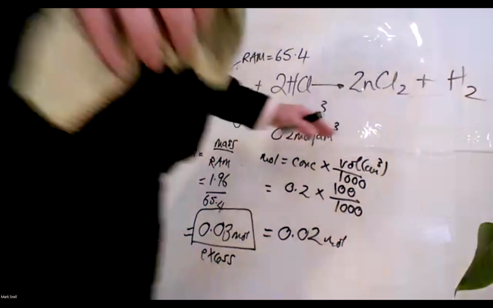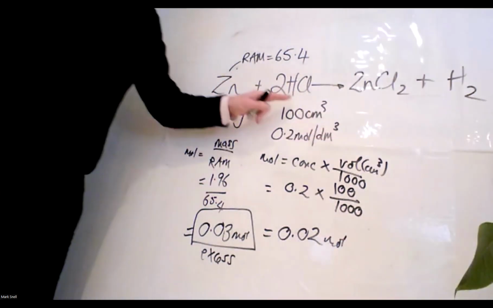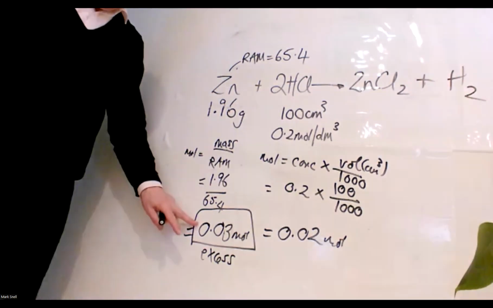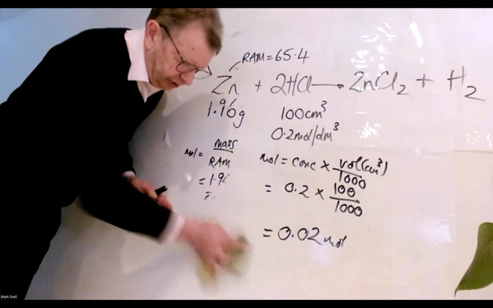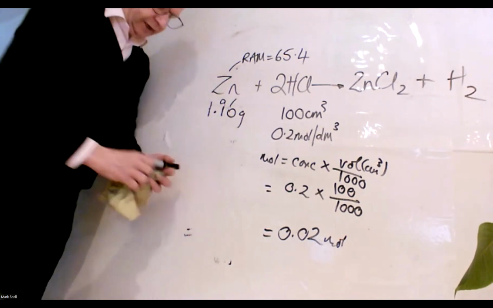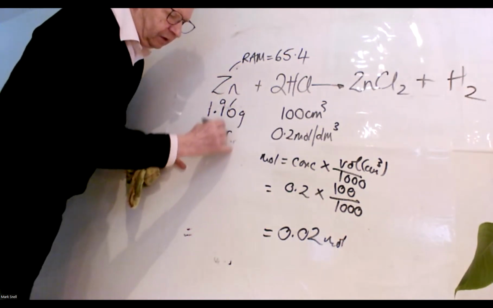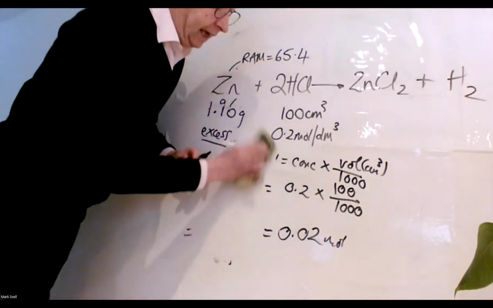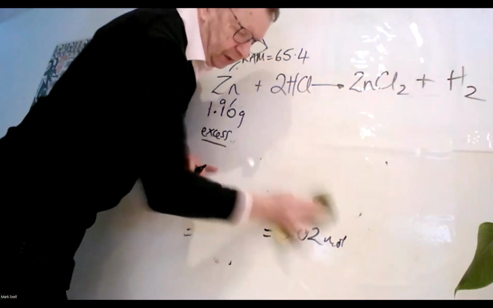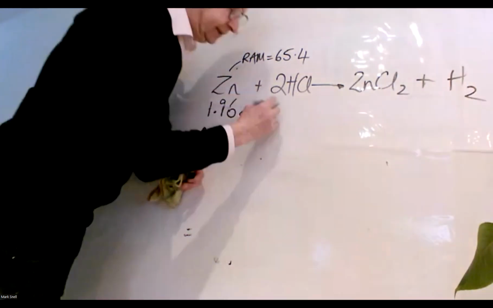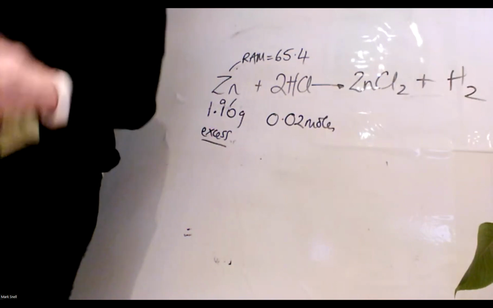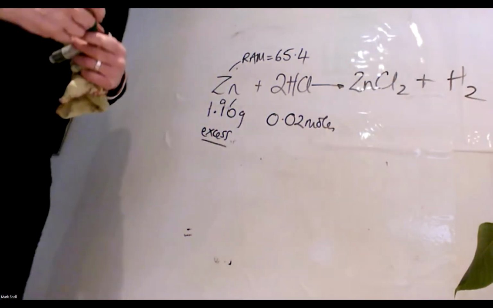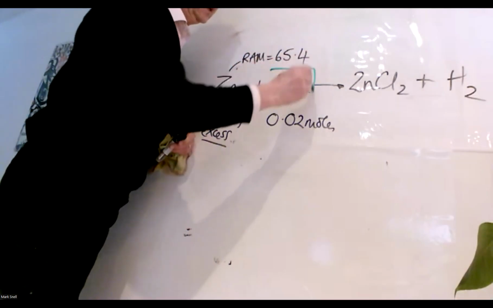So we've worked out the number of moles. We've worked out that the number of moles of zinc was more than the number of moles of HCl. So I'm just going to get rid of that and put it up here. So I know this is excess. So that's not important. And that means there will be some zinc left over. And this is 0.02 moles. At this point, you have to look at the equation. And in the equation, it tells me that this makes this.